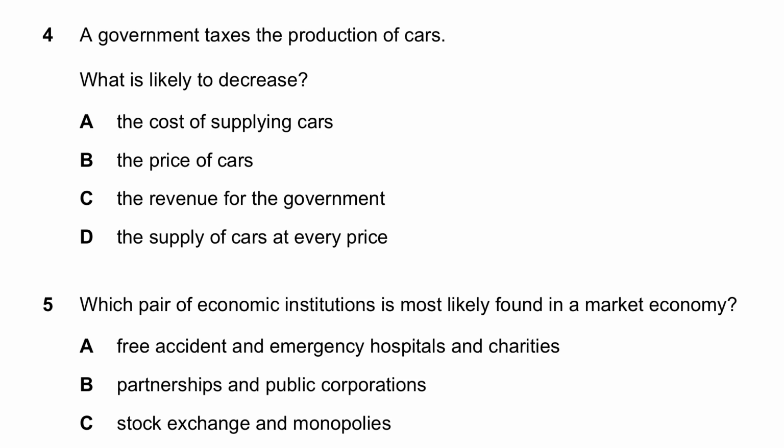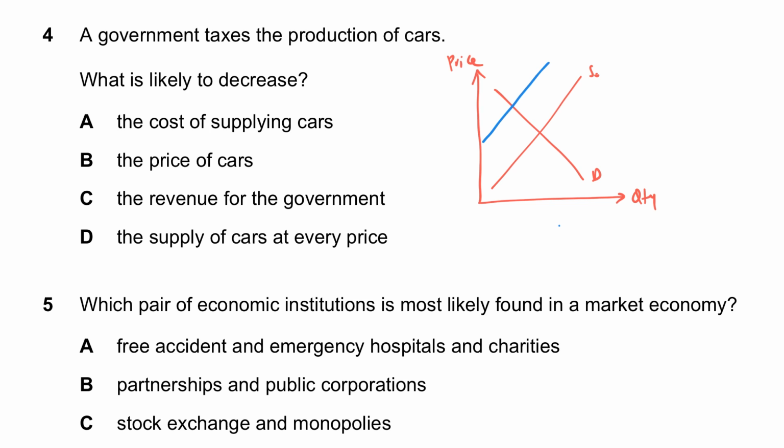The next question says that a government taxes the production of cars. What is likely to decrease? So when the government is taxing any product, I want to show this in terms of a diagram. If this is my demand and supply right now, and the government says they will put a tax on this good, the supply curve will shift backward from S0 to S1, and that would result in the price of the good rising and the quantity demanded falling.